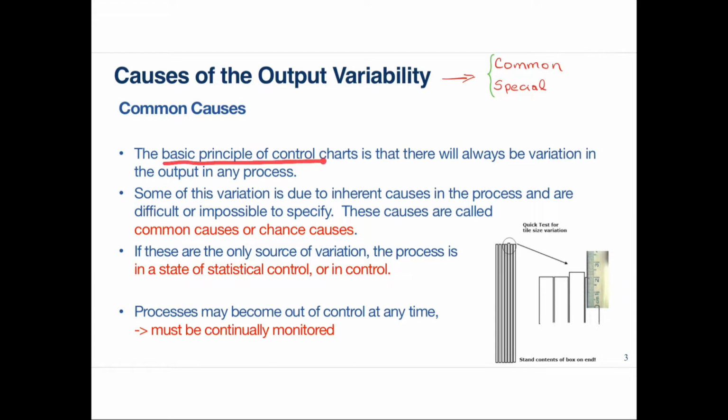The basic principle of control charts is that there will always be a variation in the output of any process. Some of this variation is due to inherent causes in the process that are difficult or impossible to specify. These causes are called common causes or chance causes. If these are the only source of variation, the process is in a state of statistical control, or in control. Processes might become out of control at any time, and therefore they must be continually monitored.